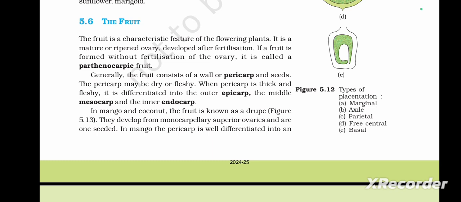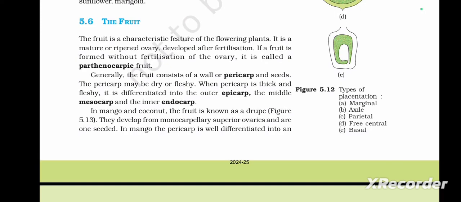Next, the fruit. The fruit is a characteristic feature of the flowering plants. It is a mature or ripened ovary developed after fertilization. If a fruit is formed without fertilization of the ovary, it is called parthenocarpic fruit. Generally, the fruit consists of a wall or pericarp and seeds. The pericarp may be dry or fleshy. When the pericarp is thick and fleshy, it is differentiated into the outer epicarp, the middle mesocarp, and the inner endocarp.